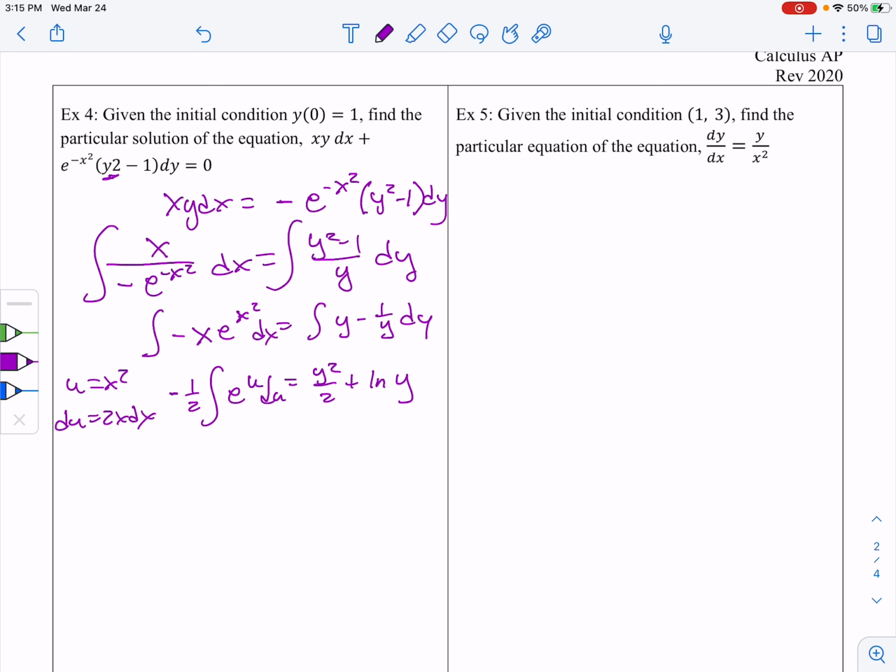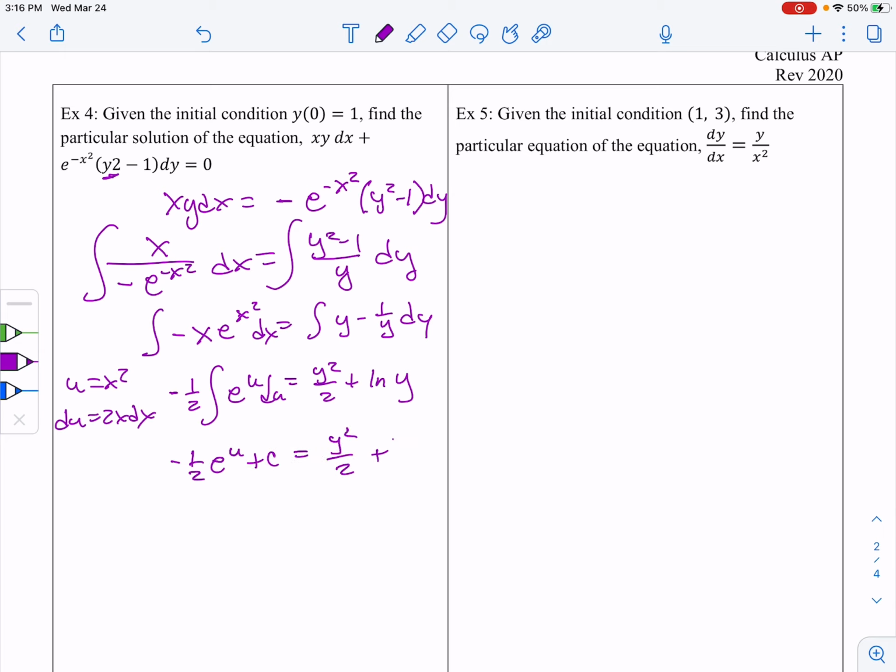So we already integrated that. This ends up being negative 1/2 e to the u plus c equals y squared over 2 plus ln of y. And now I'm going to put in my initial condition. y equals 0. No, x equals 0. y equals 1. Oh, we didn't put our x back in, so hang on. Let's put our x back in.